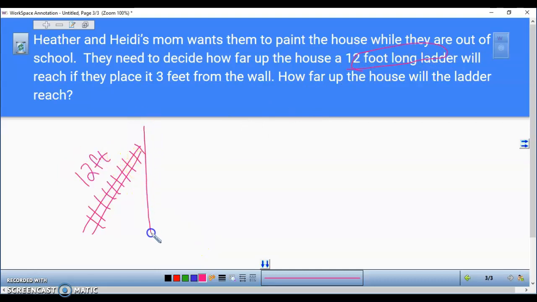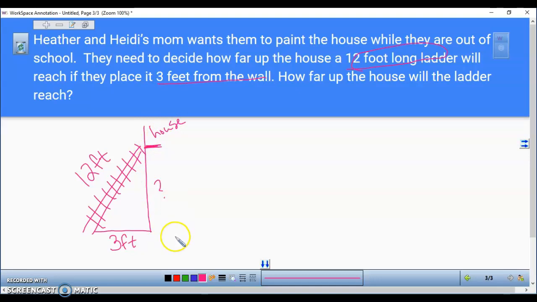It's leaning up against the house. The other information is that it's 3 feet from the wall. That would be here on the base, 3 feet. So now I'm looking for how high it will reach up on the house. This is the house.